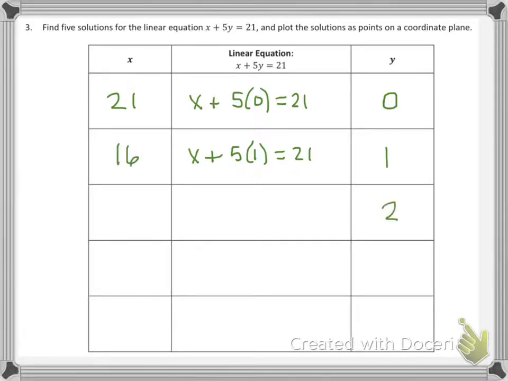How about if y is a 2? x plus 5 times 2 equals 21. That's x plus 10 equals 21. I'd have to subtract 10 from both sides. x would be 11.